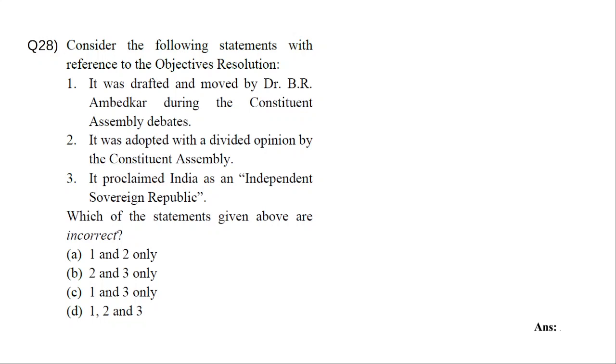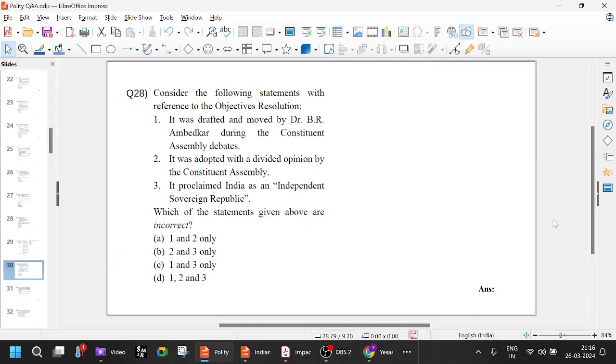Now, if you look at the Preamble also, it mentions that India is an independent sovereign republic. Socialist, secular, and all those were not there at the time, and we said that the Preamble is based on the Objectives Resolution. So this is correct. So, which of the above given statements are incorrect? I think 1 and 2. Let us check the answer. So, it is A. So, 1 and 2 are wrong. This is correct: the Objectives Resolution proclaimed India as an independent, sovereign, and republic.